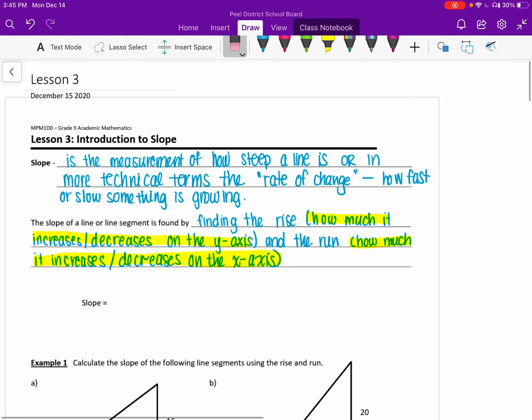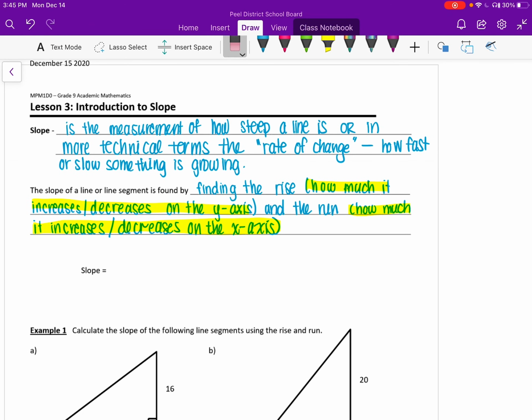All right, class, welcome to lesson 3, which is Introduction to Slope. Remember how in today's class I said that I'm going to show you an easier way to find that equation? That's what this is going to be.